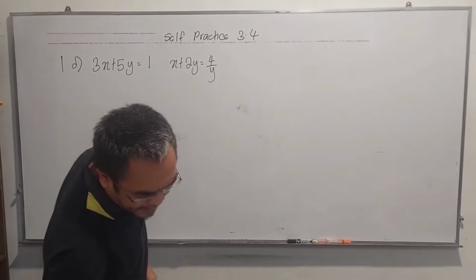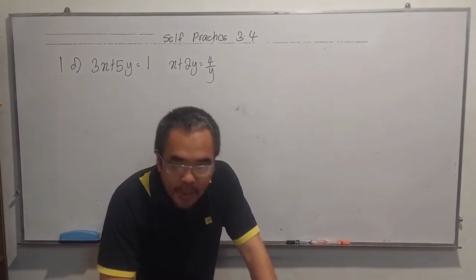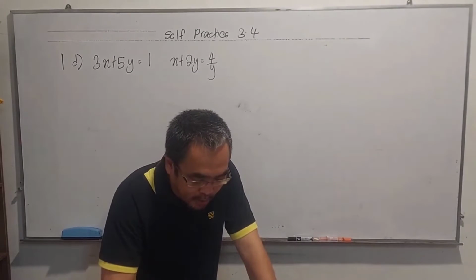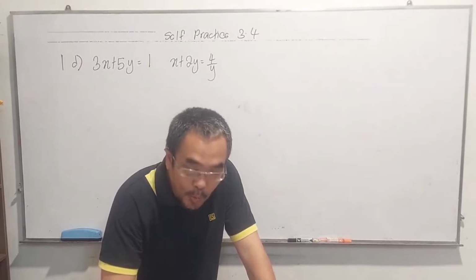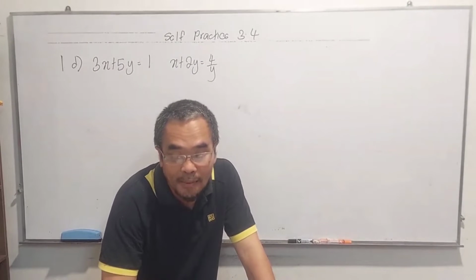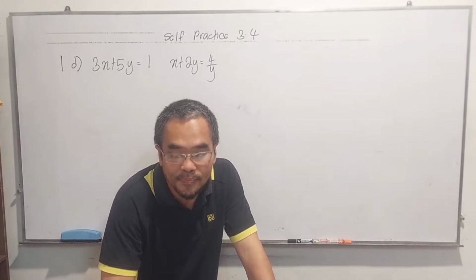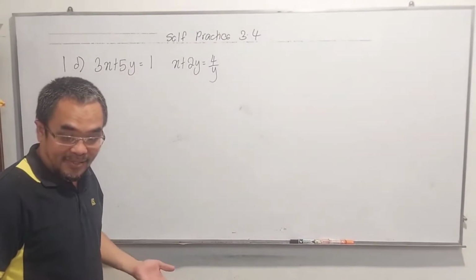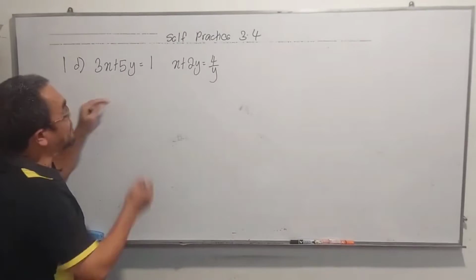Okay, for 1D, you have equation 3x plus 5y equals 1. You should make either x or y the subject, it doesn't matter. Which one do you pick? Let me show it for you. Is it to make the subject y or x? Y. Okay, actually both are correct. Let's say you choose to make y the subject.